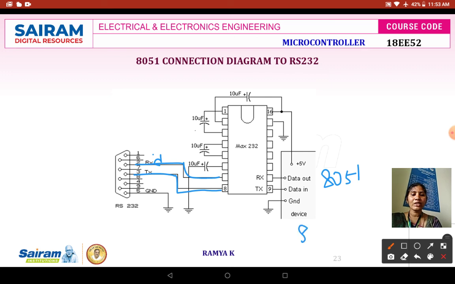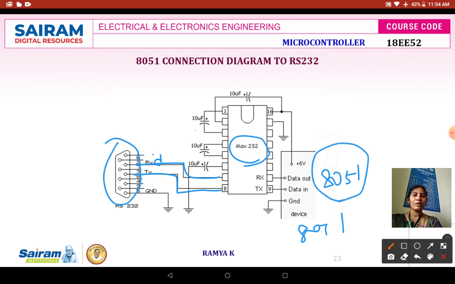It is your 8051 data in and data out. So it is your MAX232 that establishes synchronization, that is, it makes the voltage levels of RS-232 the same as those of your 8051. These are all the basic things that you are supposed to write when you establish a connection between your 8051 and RS-232.